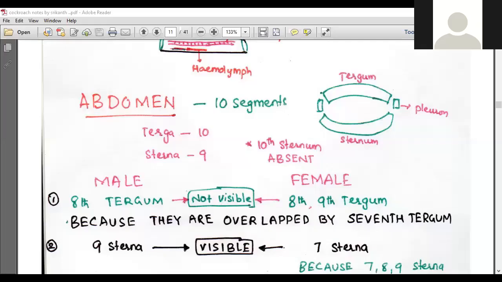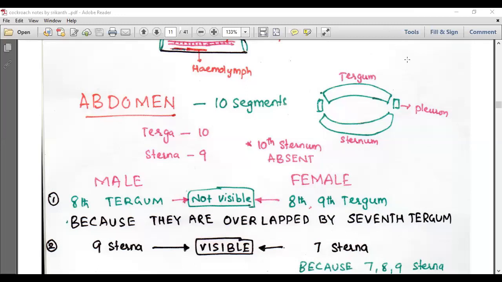Okay, let's start with abdomen. Among the three tagmata of cockroach, head, thorax, and abdomen, we have completed the head and thorax, head with 6 segments, thorax with 3 segments, and now moving to abdomen. Abdomen is with 10 segments. In the 10 segments of the abdomen, what are the different kinds of tissues present that we need to go through?